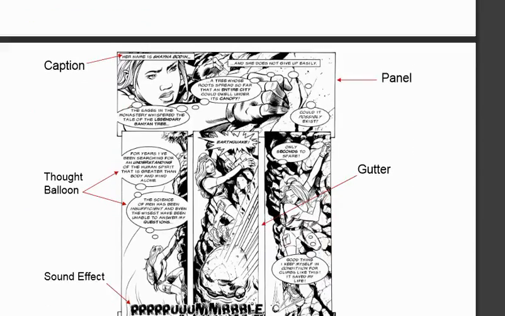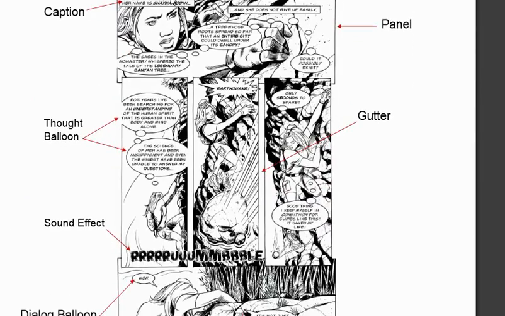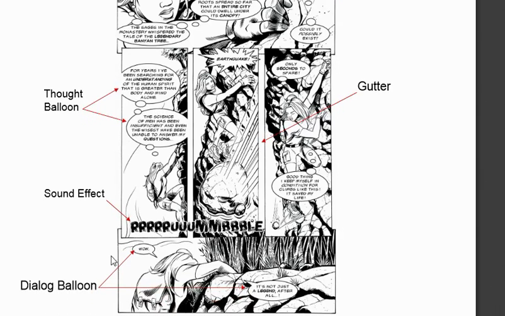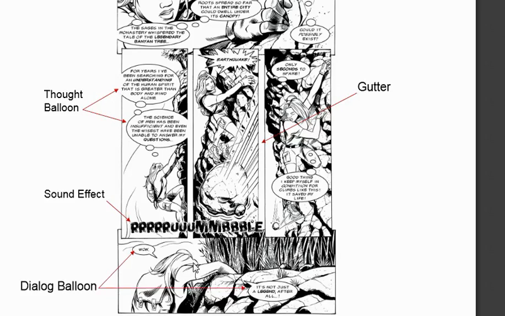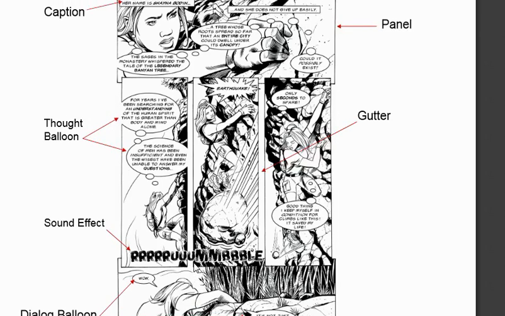A graphic novel page looks like this. Here's an example of a caption. A panel, again, is the place where the drawing is placed. In between the panels, we have gutters. They're the spaces between each panel to separate them. Thought balloons are the character's thoughts. Sound effects are the sounds a character or the scene may be making. And dialogue balloons are the words that a character is saying out loud. Please make sure you know these terms and you understand them.